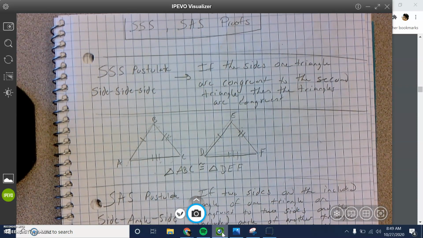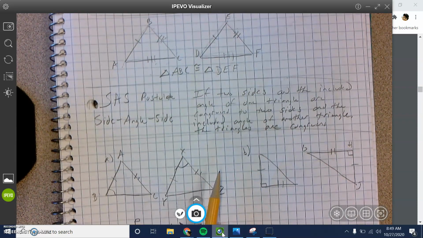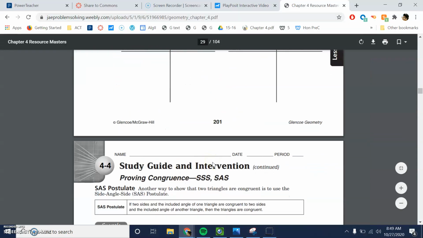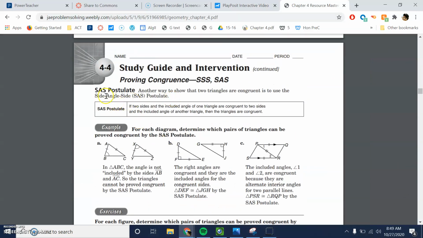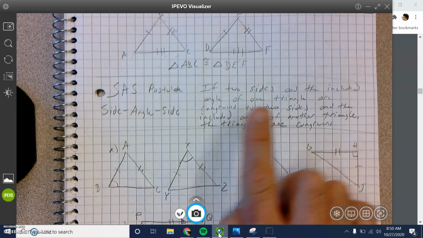Okay, so that was the first one. That one is not that challenging, but now let's get into this one. Side, angle, side. If two sides and the included angle of one triangle are congruent to the two sides and the included angle of another triangle, then the triangles are congruent. That is important because it says included angle. So side, angle, side. Copy that down right here. I did it. You do it.